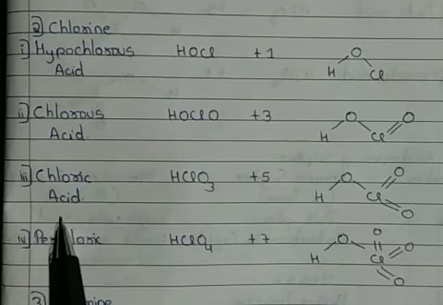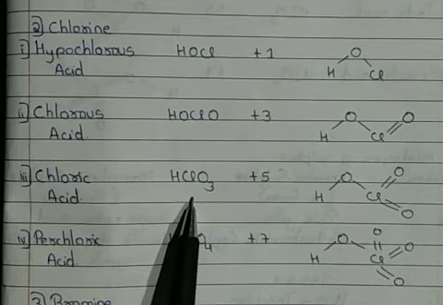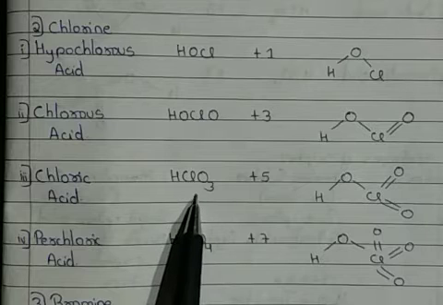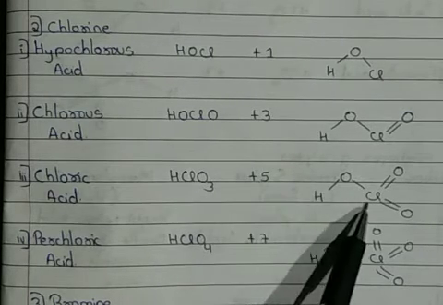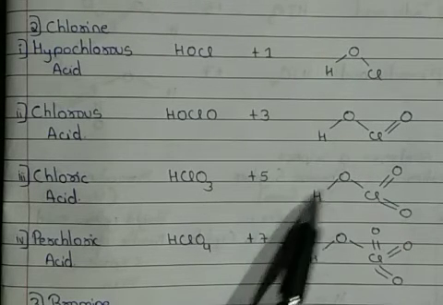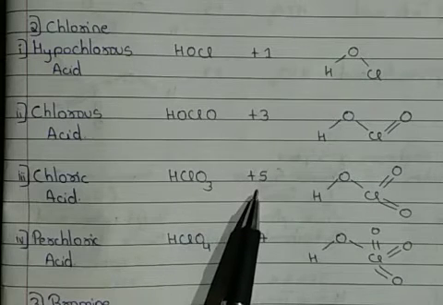Then the next oxoacid of chlorine we have, that is chloric acid, having a formula HClO3, or sometimes also it is written as HOClO2, where the oxidation state of chlorine is +5, because in this chlorine is having 2 double bond O and 1 single bond OH. So total 5 bonds, and that is why +5.